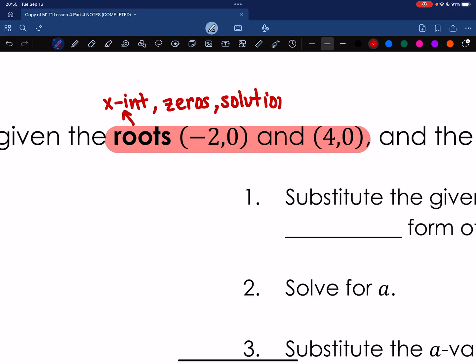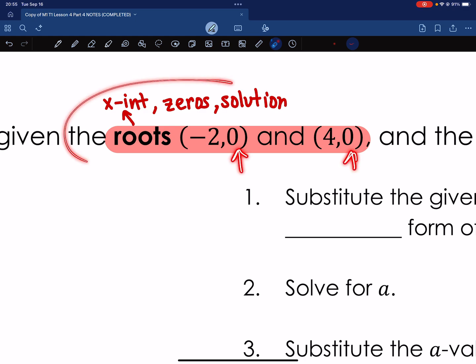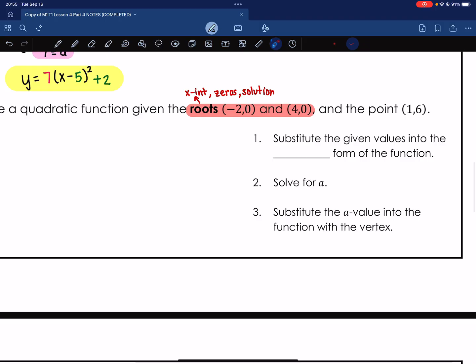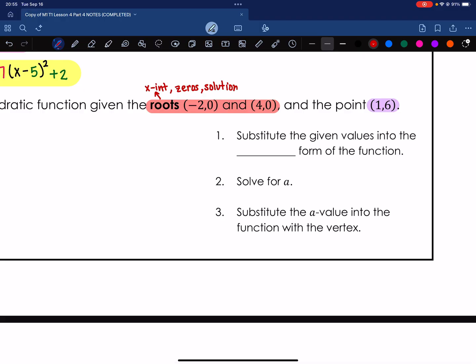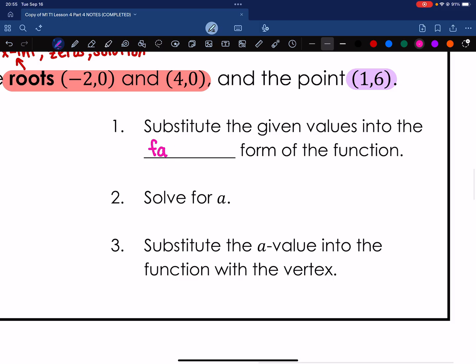Another thing I need you to know is that when your y value is 0, then you have x-intercepts, zeros, roots, and solutions. So again, when your y value is 0, that's how you know you have one of those key features. Then we also have another random point that is (1, 6). Because this time we have our zeros, our roots, and our solutions, we want to substitute these into the factored form.